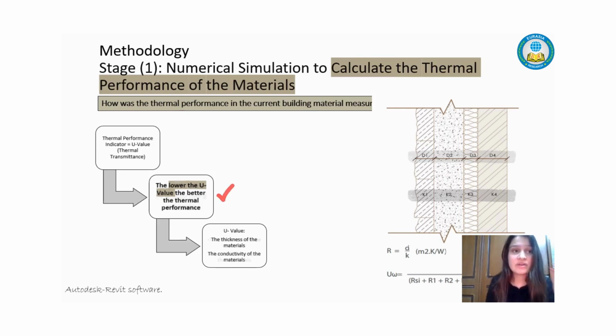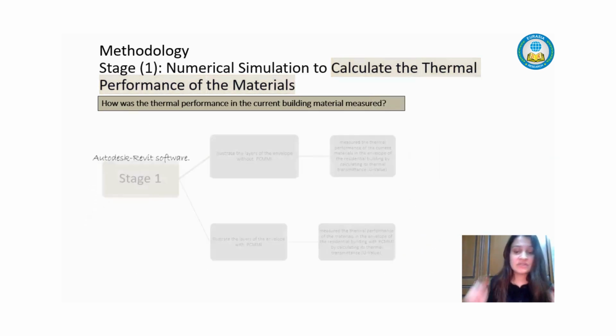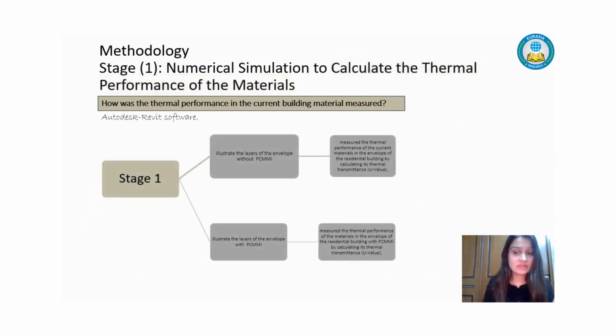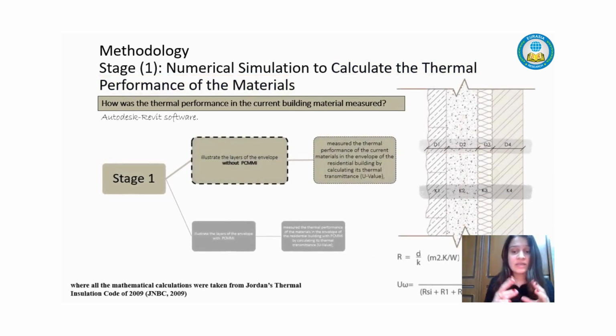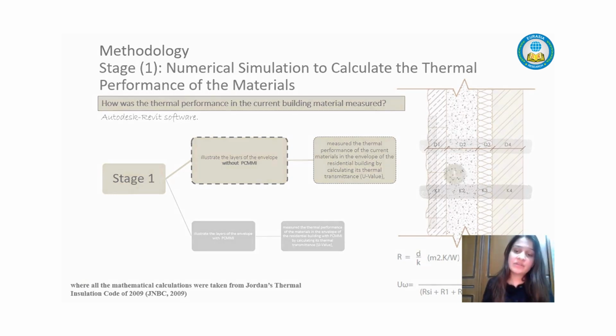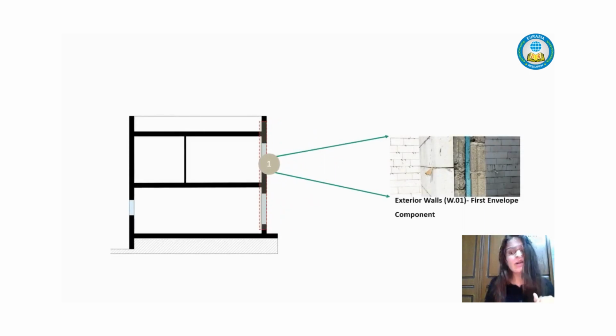It depends on the thickness of each material and its conductivity, which means that throughout this methodology, I will be parting it into 2 parts. The first part, in this stage, is illustrating and doing a simulation of the residential building with its current materials and knowing each material of the envelope with its thickness and conductivity to calculate the U value. Then doing the same thing with adding the PCWMI.